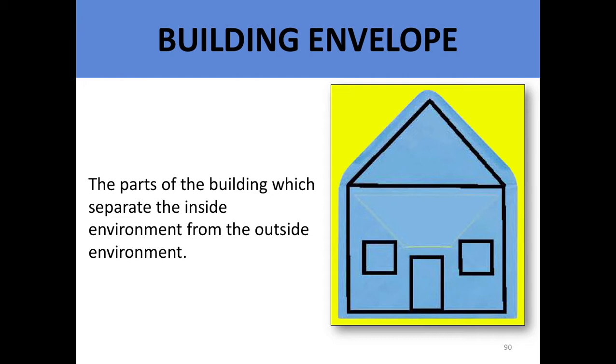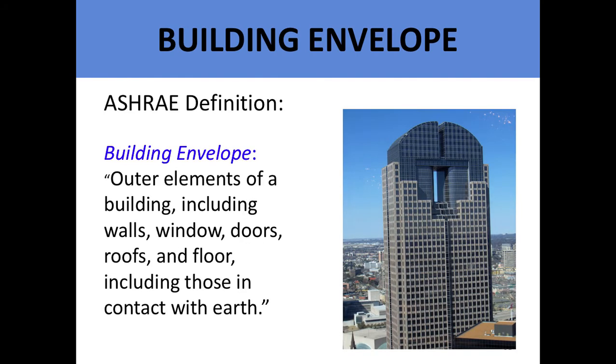So the building envelope, as I mentioned earlier, is the part of the building which separates the inside environment from the outside environment. Inside walls are not included in a building envelope unless there's a temperature difference across those walls. In other words, if you have an unheated or uncooled garage and you have an interior wall that's separating the rest of the house from the garage, that interior wall that's actually separating the cold or hot environment from the conditioned space, that becomes part of your building envelope.